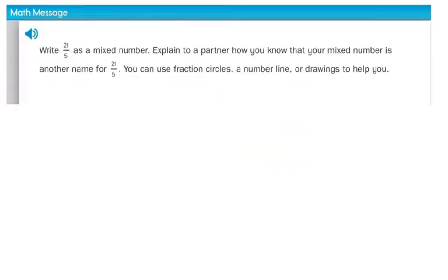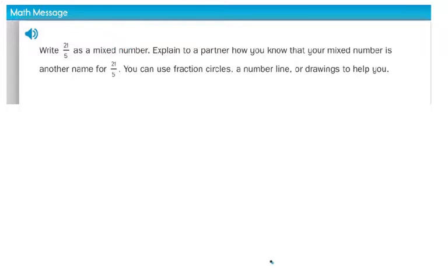Again, using your whiteboard, it says write 21/5 as a mixed number. A mixed number is a whole number and a fraction. So for the number 2 and 1/3, that would be a mixed number. It's a whole number plus a fraction.